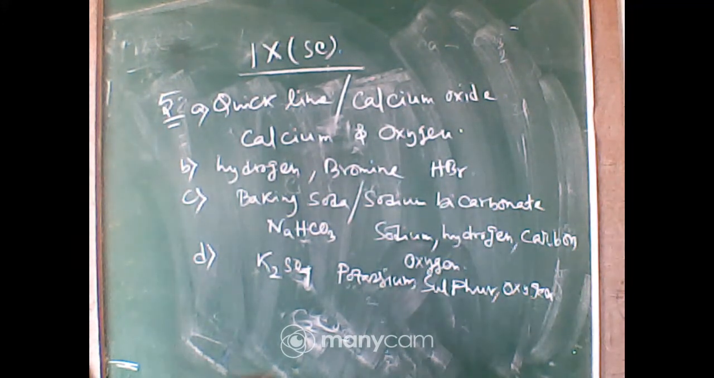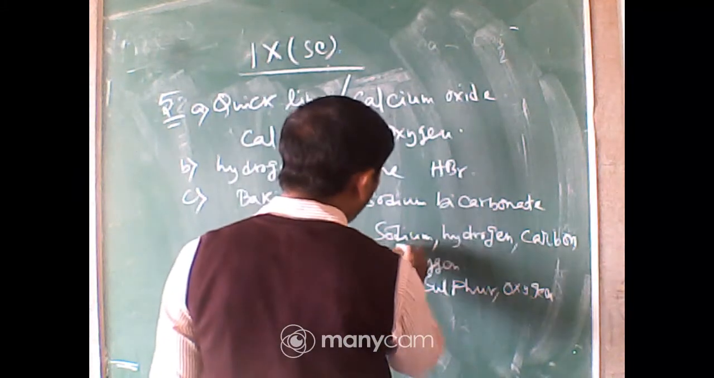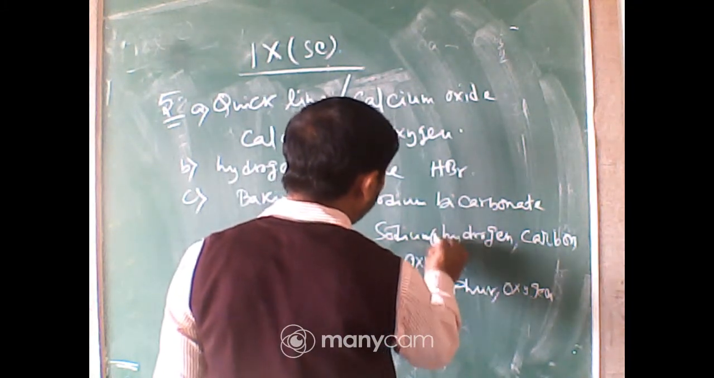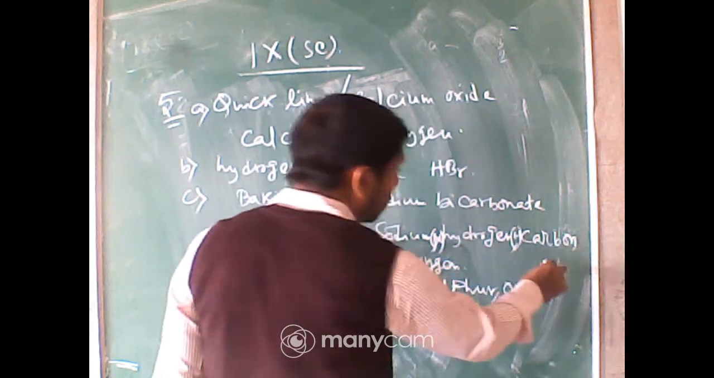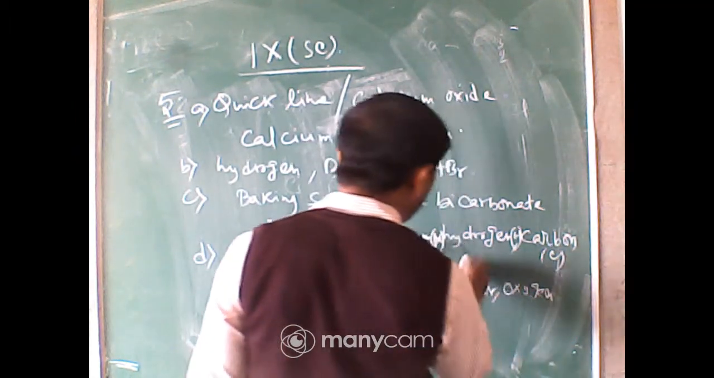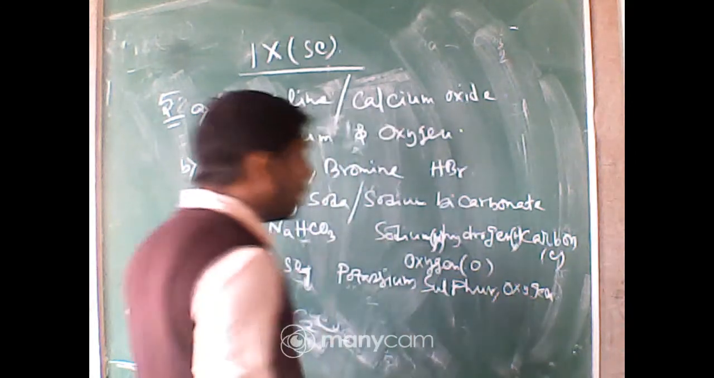You can also mention their symbol within bracket, that is sodium within bracket Na, hydrogen within bracket H, carbon within bracket C, oxygen within bracket O, in this way.